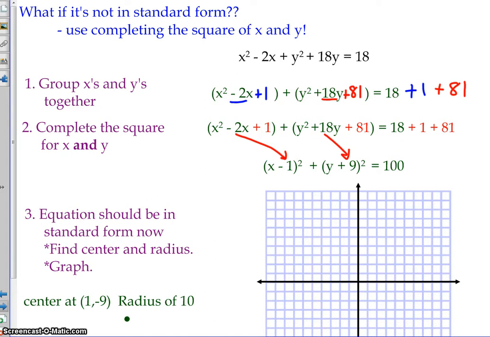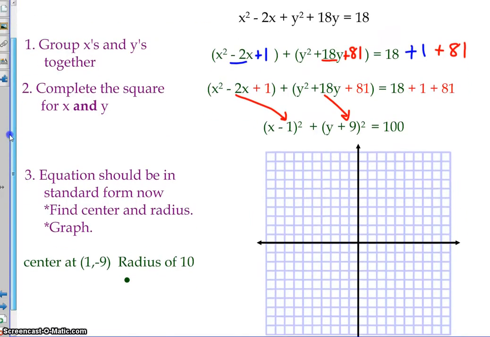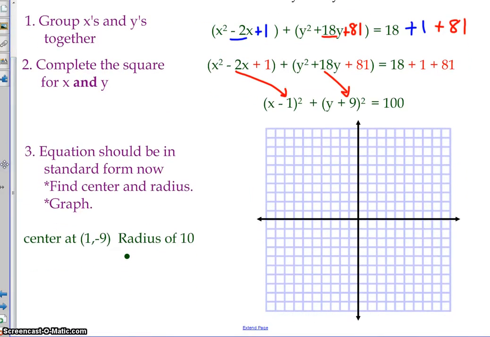Okay, because here's my -1. It would be 1, -9. I apologize, I misspoke. And then my radius would be the square root of 100, which is 10. So here's the point 1, 1, 2, 3, 4, 5, 6, 7, 8, 9. There's the point 1, 9.